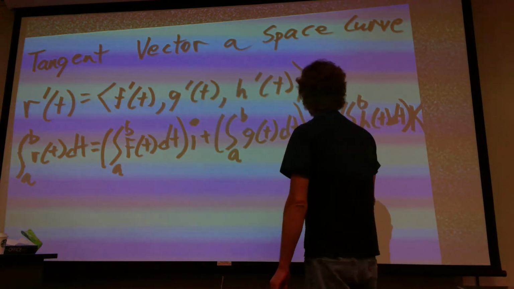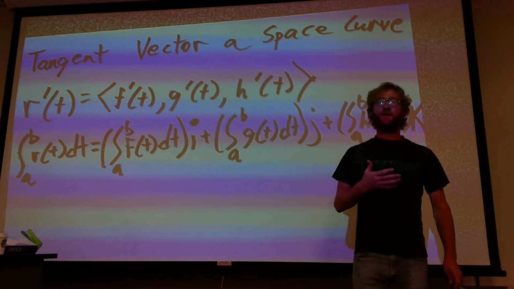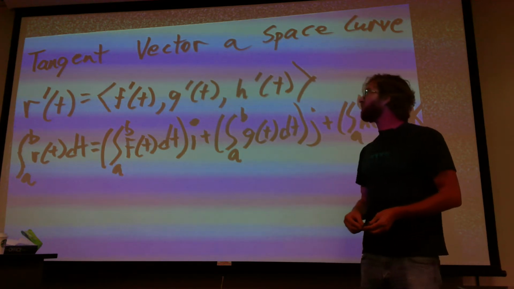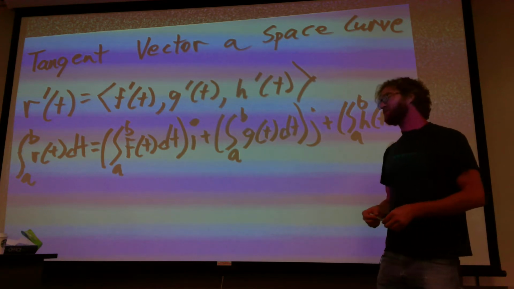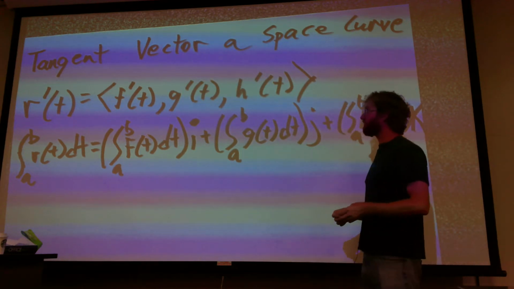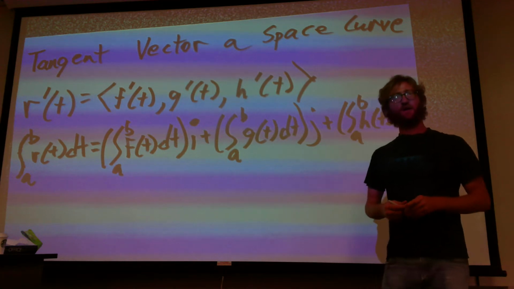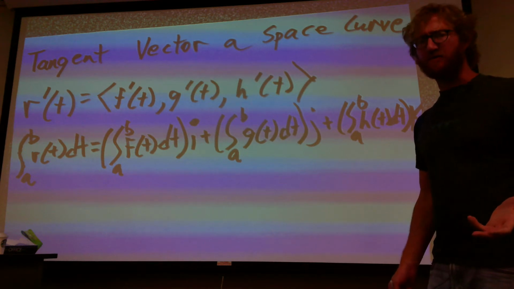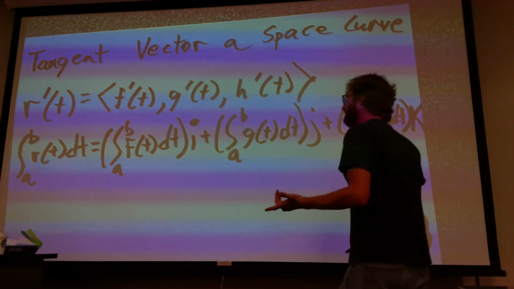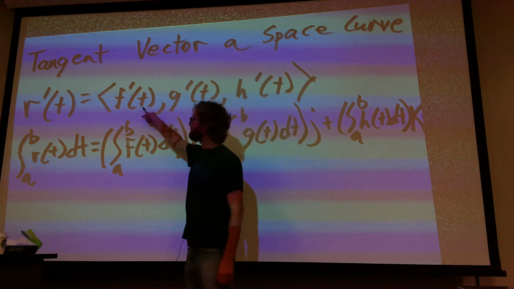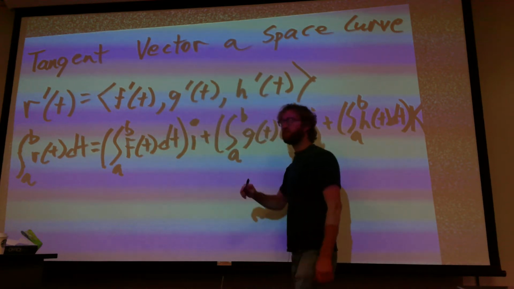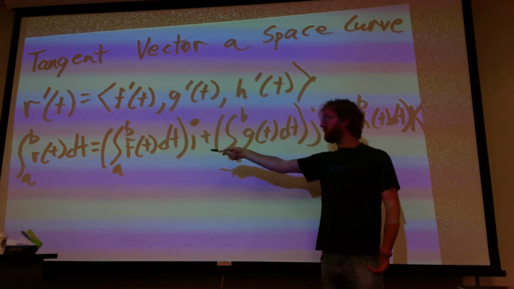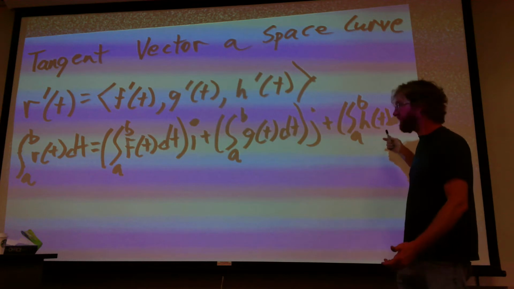Okay, so now we're going to talk about tangent vectors and integrals within three-dimensional space. If we have R of t, which is a parametric equation describing a curve in space, how do we do its derivative and integrals? If we want its derivative, we take the derivative of each individual piece of the problem. If we want its integral, the integral is just the integral of each individual portion of the problem.